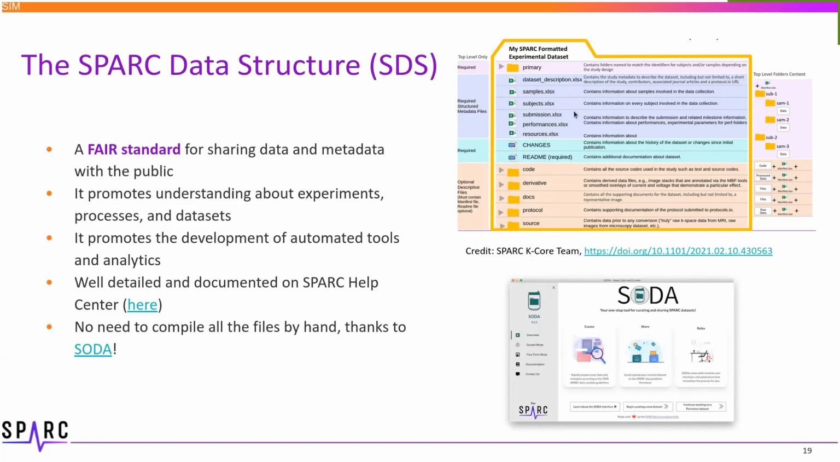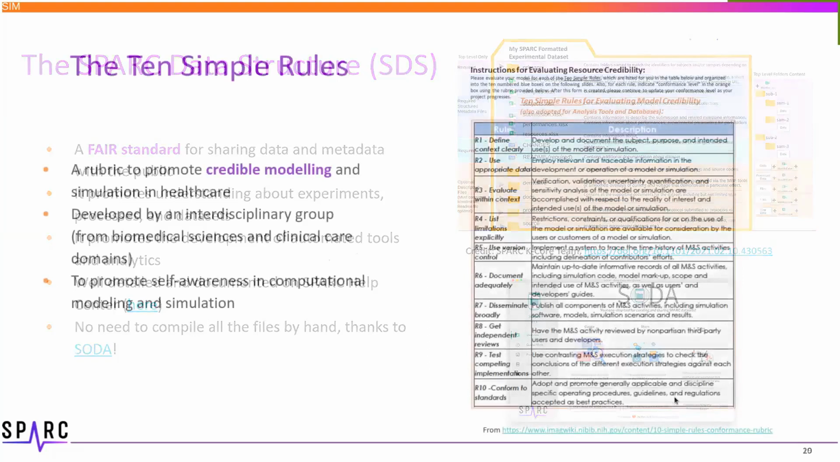So basically the Spark data structure is a collection of folders and files that describe your models or your experimental results. As I said, it's all very well detailed and documented on the Spark Help Center, so I invite you to visit that as well. It's many files and many Excel files to fill in, but Spark has also developed a tool called Soda, where there's basically a GUI that really helps you build all this.